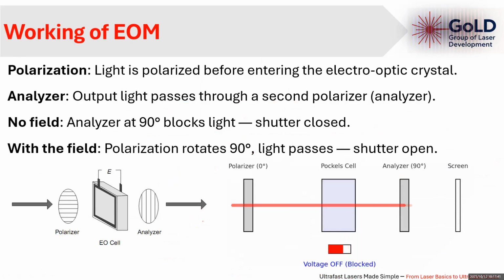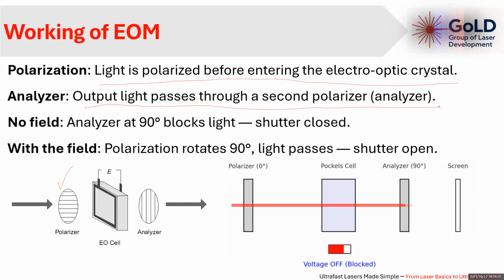So what you see here now, there are some points here. This animation also you can see meanwhile while reading. The light is polarized before entering the electro-optic crystal because of the polarizer in the beginning. Okay. And second point, analyzer. Output light passes through the second analyzer. It depends on the polarization.